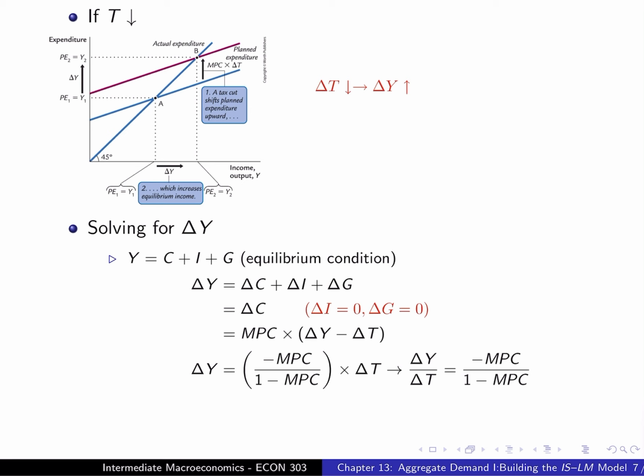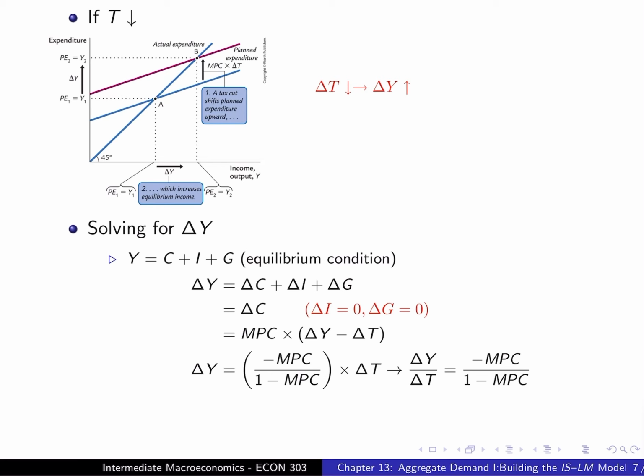The planned expenditure line shifts upward. In the graph, point A is the old equilibrium at Y1, point B is the new equilibrium at Y2. The vertical gap between the planned expenditure lines is MPC times delta T. Thus, a decrease in delta T causes an increase in delta Y.